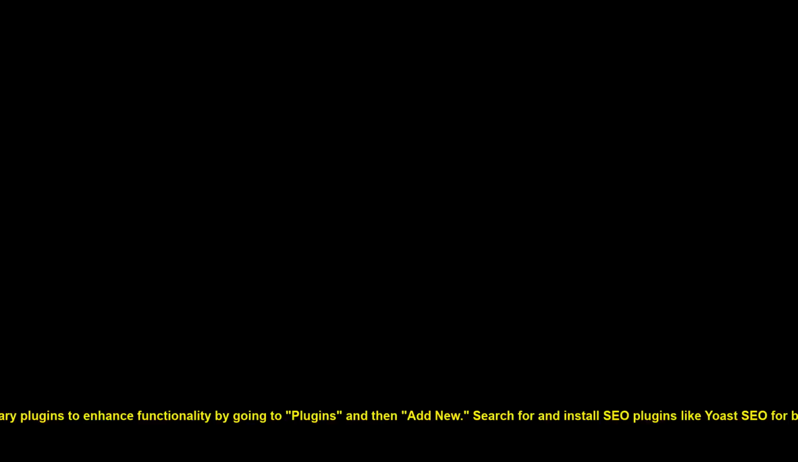In the Menus section, create a navigation menu for easy access to different pages. Add essential pages such as Home, About, Services, and Contact. Install necessary plugins to enhance functionality by going to Plugins and then Add New. Search for and install SEO plugins like Yoast.